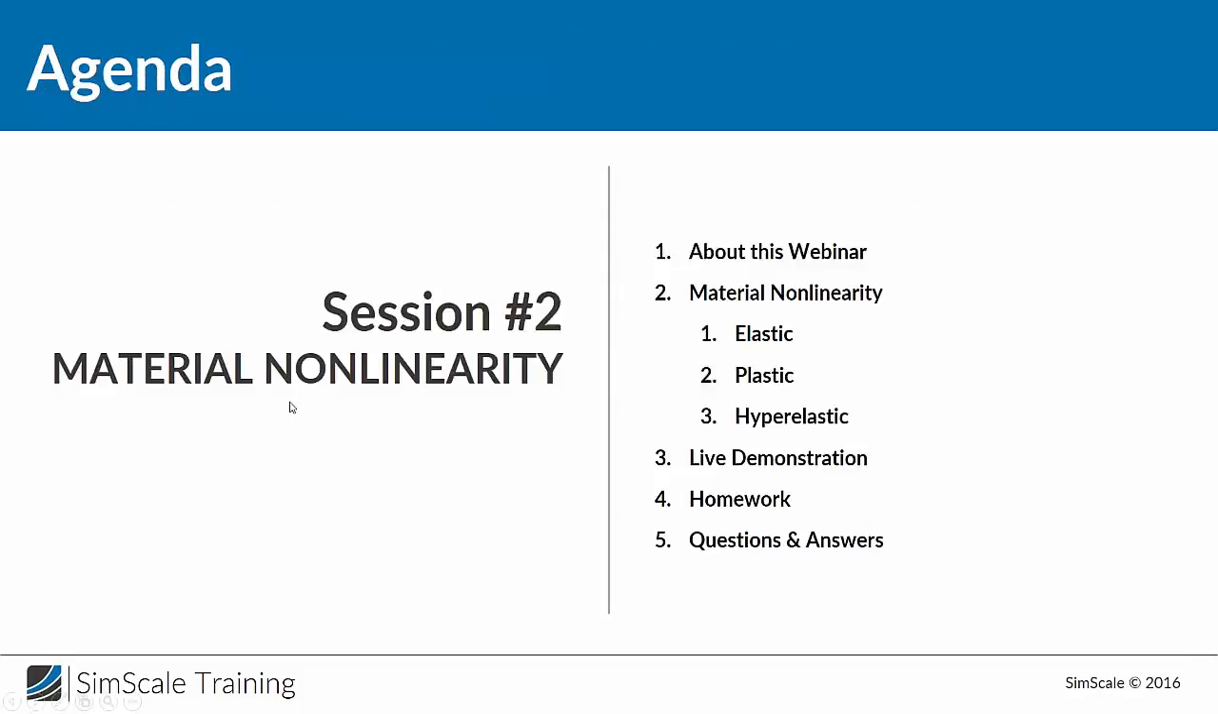Great. As I mentioned, today we will talk about material nonlinearity, which is a very important part of most FEA simulations. First of all, we will go through the three most common types of material behavior: elastic material behavior, plastic material behavior, and hyperelastic material behavior. We'll talk about the theory behind these material laws. After that, we will do a live demonstration where I will show you quickly how to apply these different material laws to an existing simulation. And after that, I will present your homework for this week and we will have time for a Q&A.